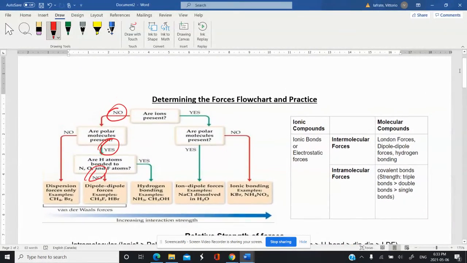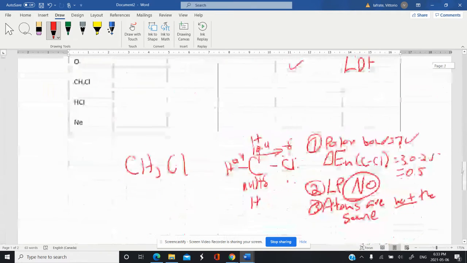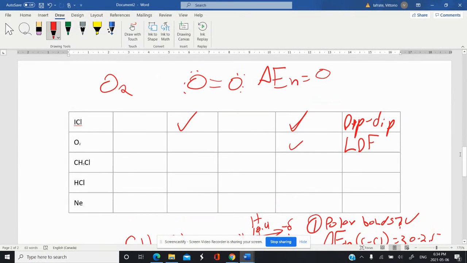We're not dealing with ionic compounds, so there's no ions. Are there polar molecules? Yes, it is. Are there any HN, HO, or HF? No. So we're dealing with a dipole-dipole interaction strictly. So this is a dipole-dipole interaction, not a hydrogen bond. Don't forget, though, there's also LDF, just like in every other molecule.